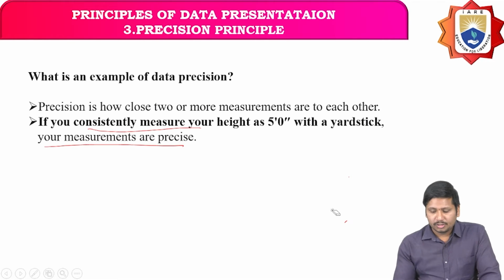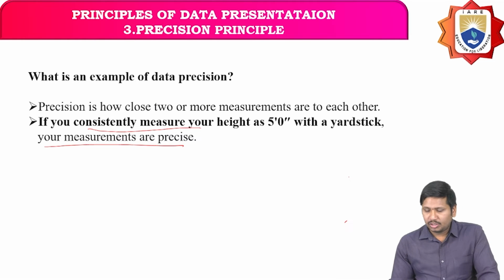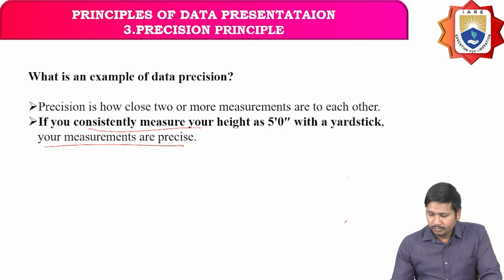Normally sometimes some persons may be able to calculate the height through tapes or some other instrument they are going to take, right? So instead of that, if I'm going to measure with this yardstick, which is going to measure the height of the person, that should be the precise.